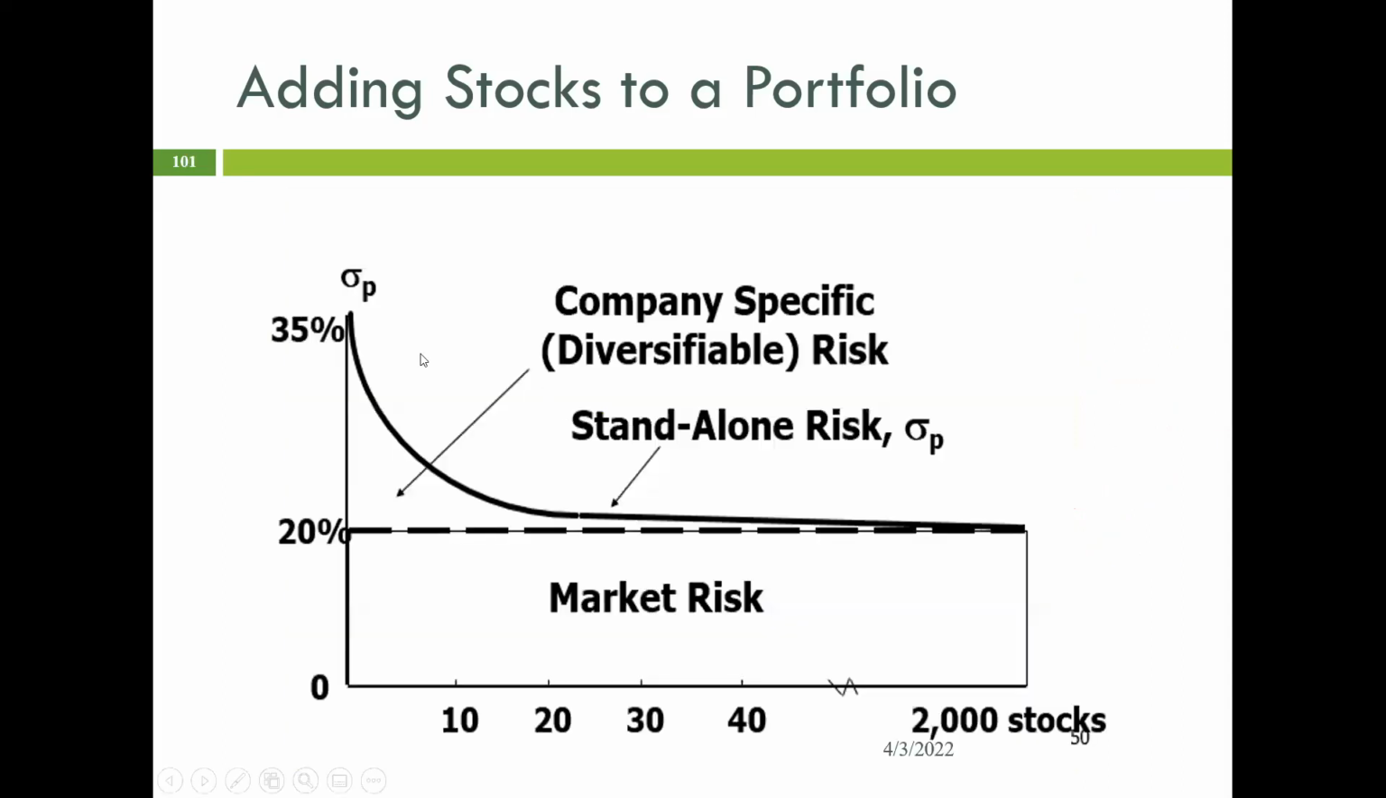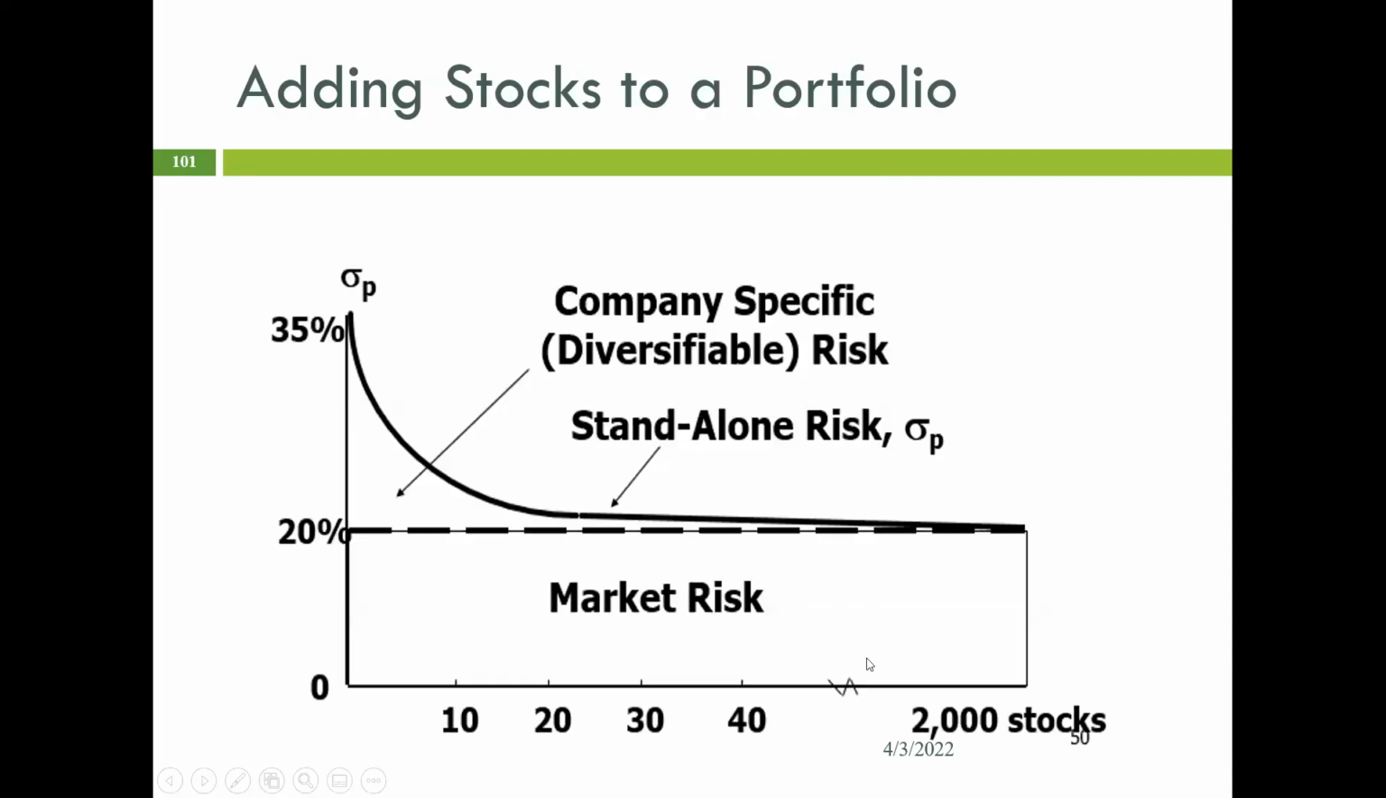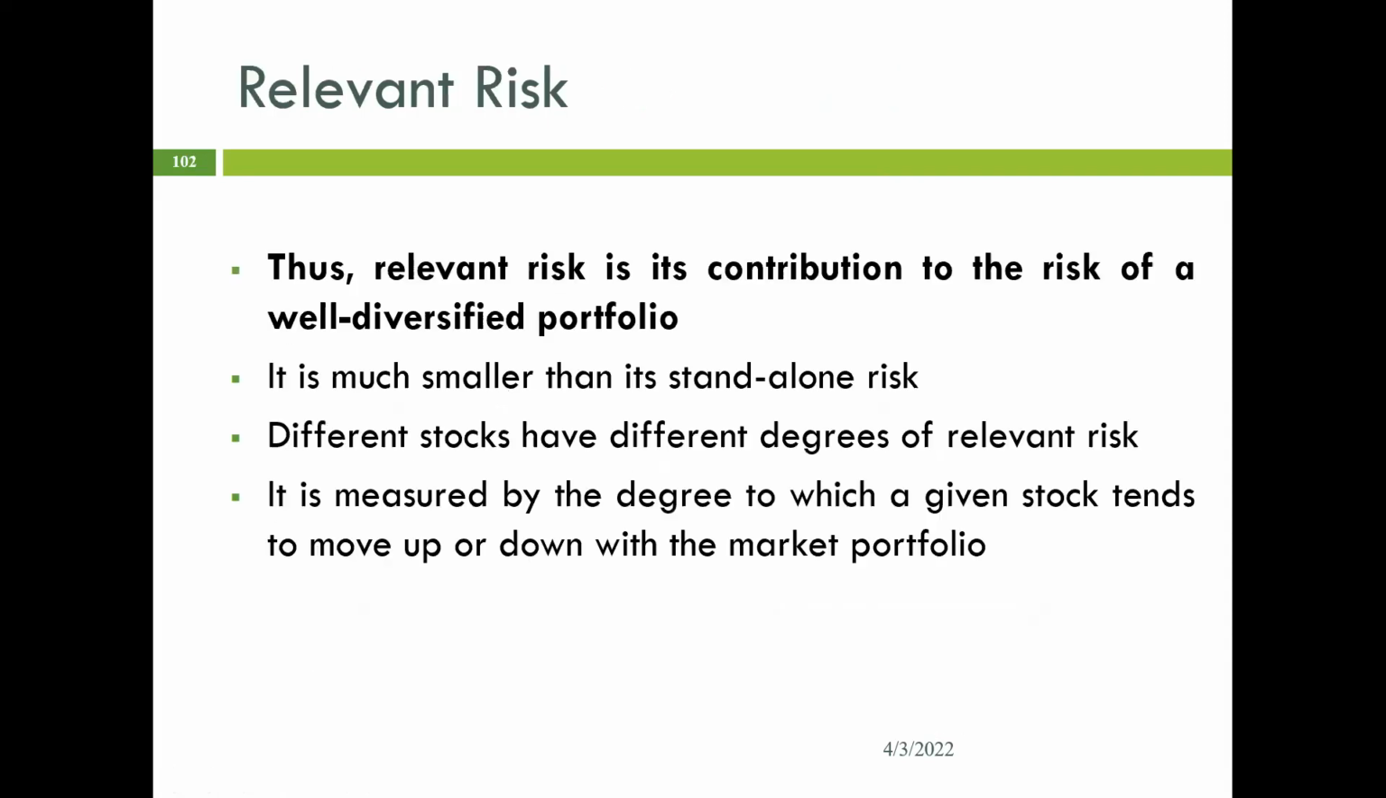So again, this is another elaboration of the same thing, right? Total risk, or the company-specific, diversifiable risk, is declining like this, but the market risk remains constant even though the number of stocks in the portfolio is increased. Up to 2,000, up to 5,000, whatever amount you increase to, you are bearing market risk. You have to have something for the market risk. So the relevant risk is its contribution to the risk of a well-diversified portfolio.